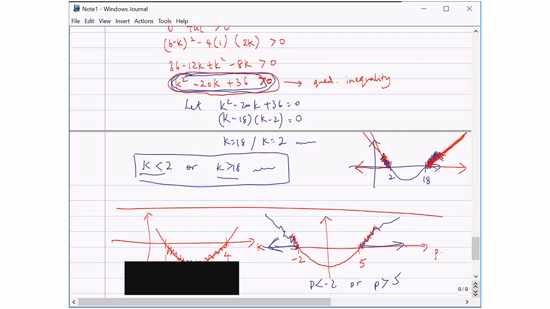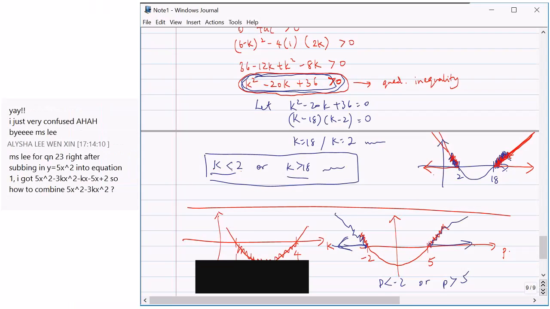Okay. She's typing very long. I think she got a long story to tell me. Okay, for question 23, right after subbing in integration, I got this. How to combine? Okay, let me see.